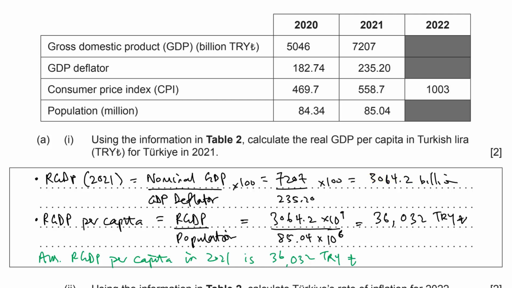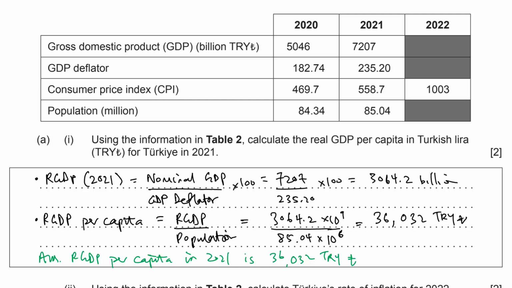The second part is, now that we've got real GDP, we need to get real GDP per capita. And this is actually the easy bit because once we have real GDP, we just take the population and divide real GDP by the population to derive real GDP per capita. So this is the formula down here. We take our GDP and divide it by the population, and that's going to give us real GDP per capita.